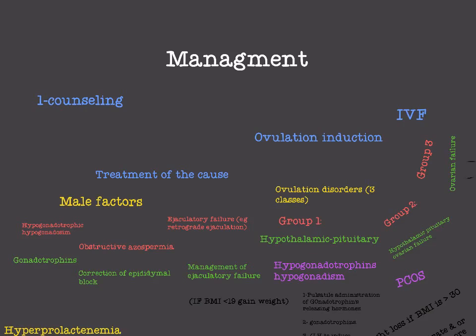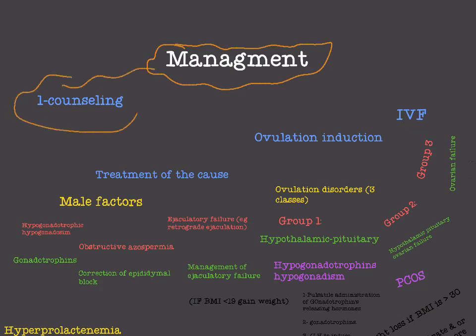Okay, now I'm going to talk about the management of infertility. First of all, you have to start with counseling the patient. You have to counsel the male and the female to tell them about their sexual habits, the frequency, that they have to care about their body mass index, the influence of smoking on their fertility, and so on and so forth.